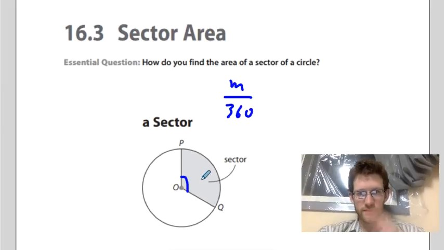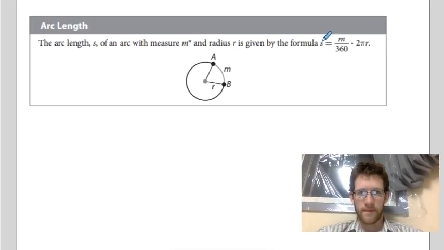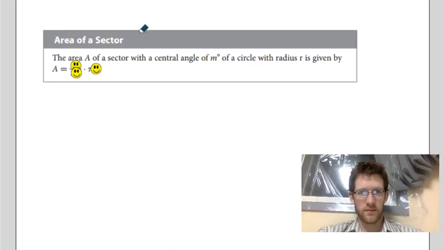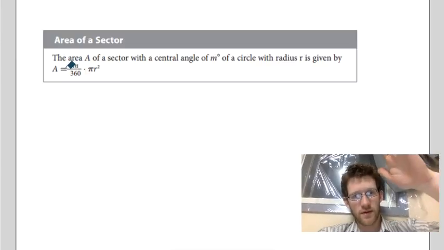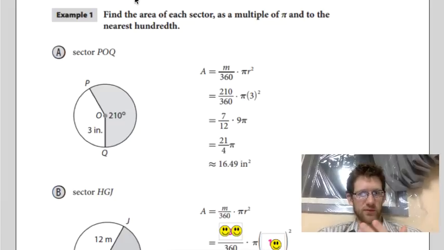What is the area of the whole? Well, it's pi times r squared. So this will be our formula for the sector area. Wait, sorry, why did I put the arc length one in here? Just a reminder, arc length is equal to s, or m over 360 times 2 pi r. Therefore, the area of a sector is the measure of the arc, or the measure of the central angle, divided by 360 times pi r squared. That's our formula there.